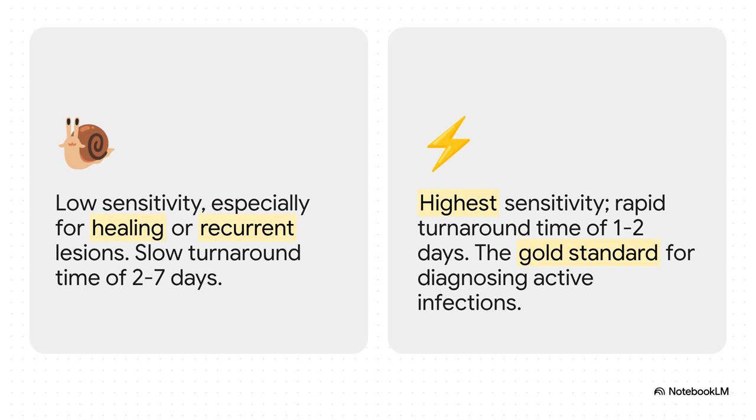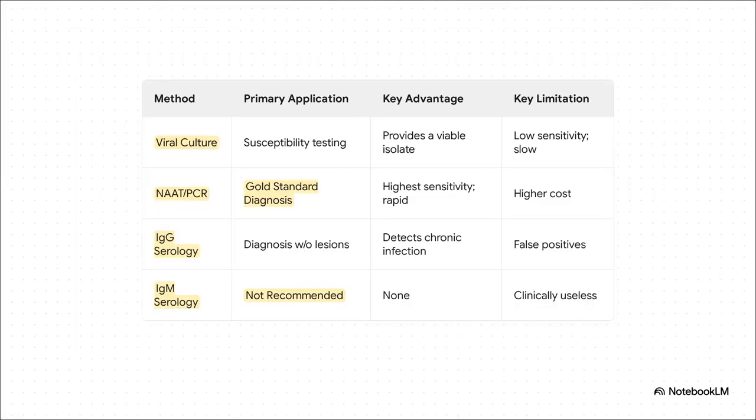Plus, it's just slow. On the other side, you've got NATs, or PCR. It's a completely different ballgame. They are incredibly sensitive. They can pick up tiny amounts of viral DNA, and they're fast. That's why they are, without a doubt, the gold standard for any active infection, and especially for anything involving the central nervous system. So let's lay out all our options here.